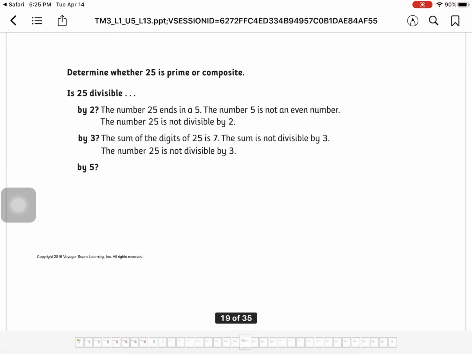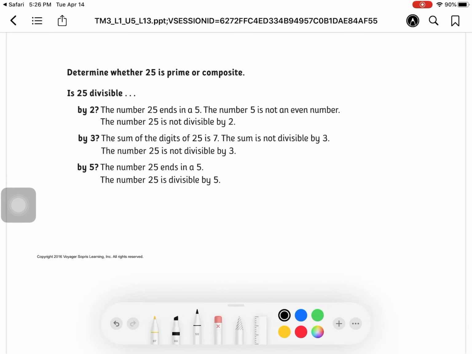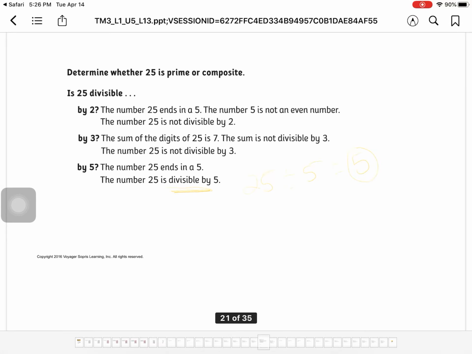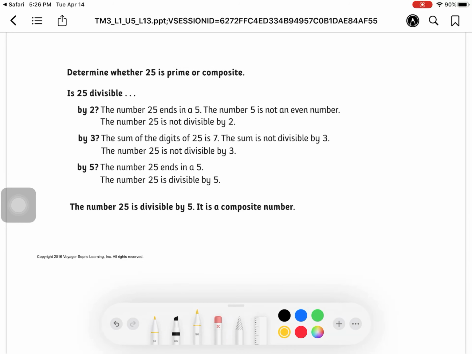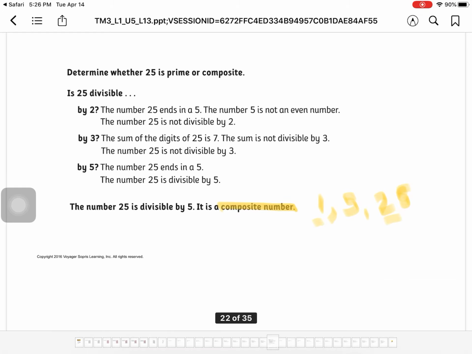Is it divisible by 5? Well, 25 ends in a 5, right? So if it ends in a 5, I know that it is divisible by 5. And 25 divided by 5, if I count by 5s, 5, 10, 15, 20, 25, I get 5. So therefore that tells me it is not prime, it is a composite number. It is composite because it now has the factors of 1, 5, and 25. If it has more than 2 factors, it is composite.